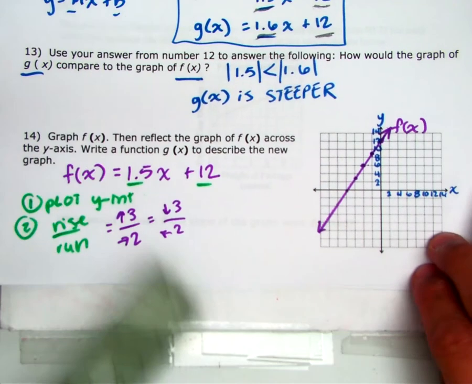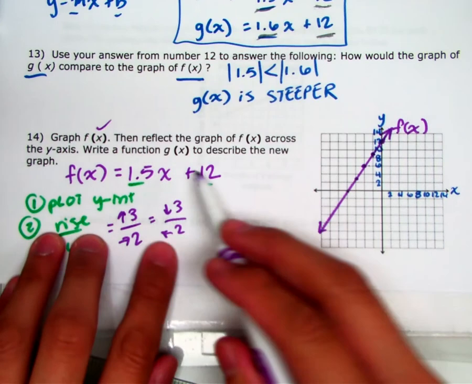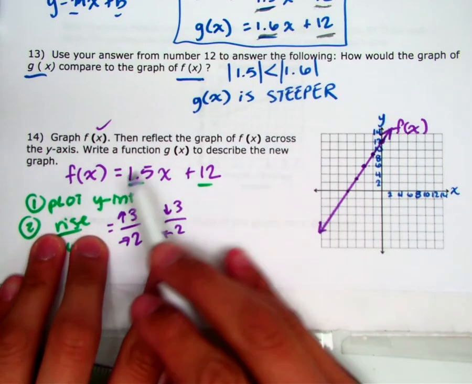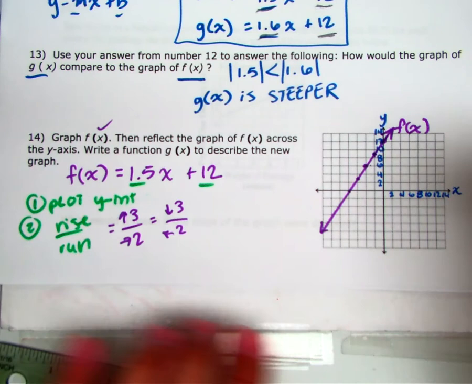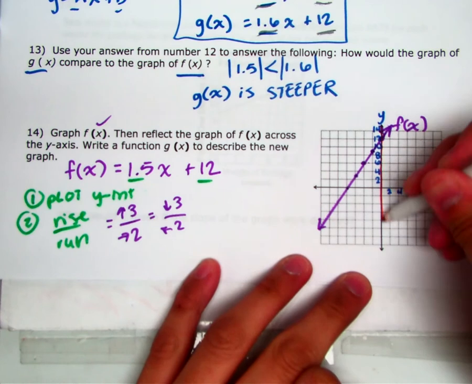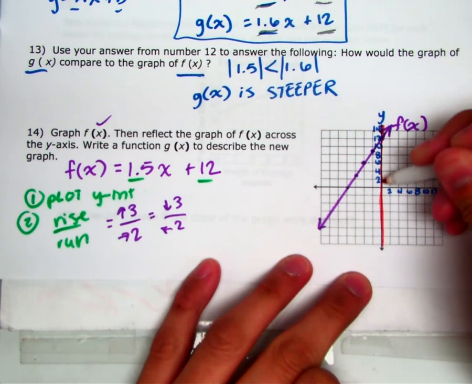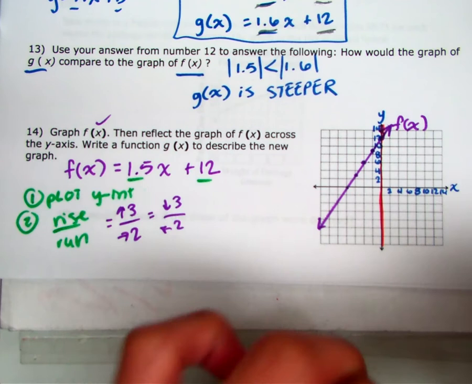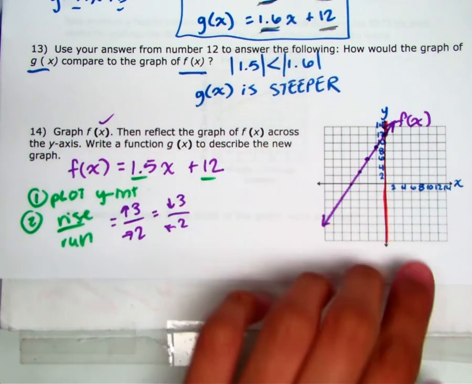Right. Now that we've graphed our f of x, we need to reflect the graph across the y-axis. Oh, what does that mean? It's using this y-axis. Let me put this in red. Using this y-axis as a mirror. Pretend that this axis is a mirror. I'm going to reflect every single point across that. So my y-intercept will remain the same.